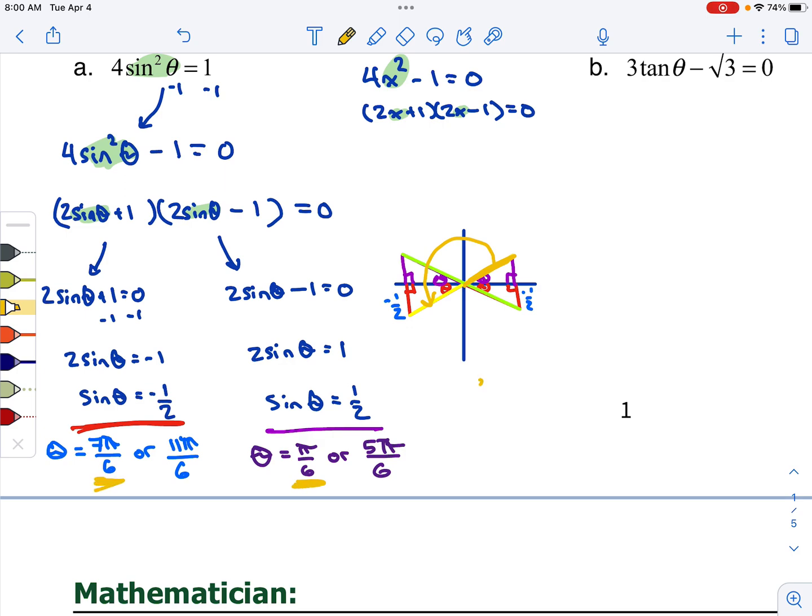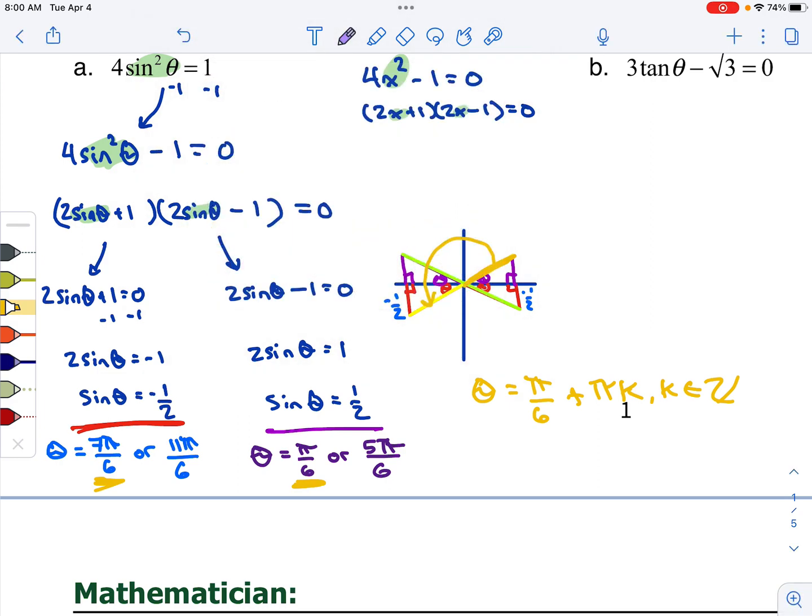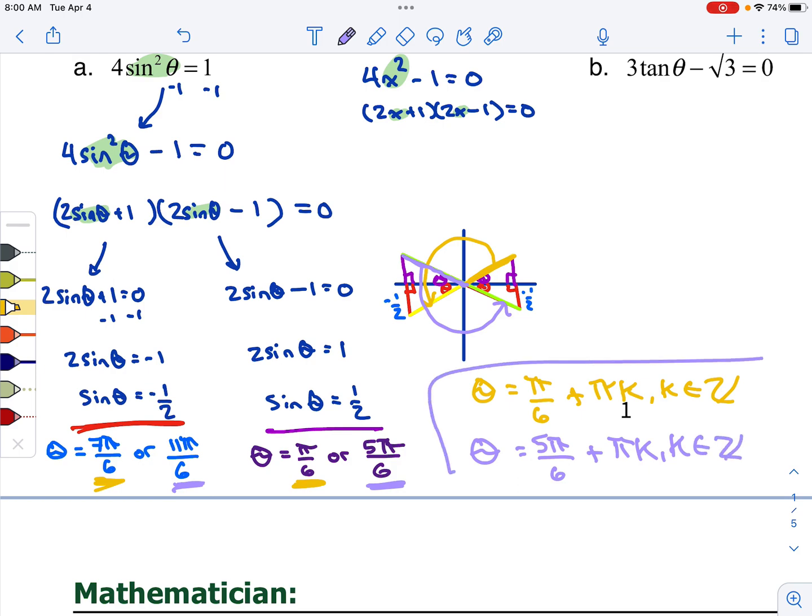So our final answer is going to be theta equals pi over 6 plus pi k. 180 degrees is pi radians. And then if you were to look at your 5 pi over 6, so that's this right here, if you did a 180-degree rotation, you would get to 11 pi over 6. So the second answer would be 5 pi over 6 plus pi k, where k is an element of the integers.